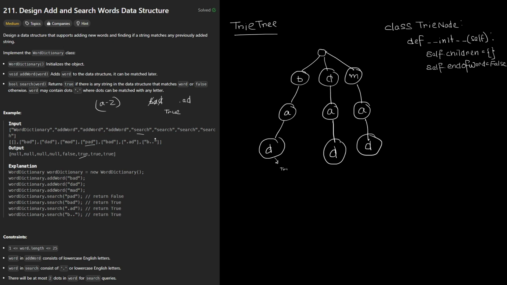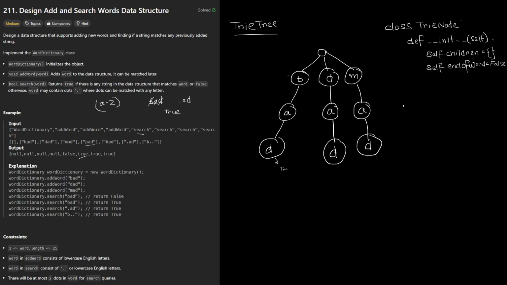Similarly, there is B. So again, for B, I have come here and there are two dots. But because it has only one route that it can take, or one character that it can match, it would get matched with A and D, which can also be returned true.